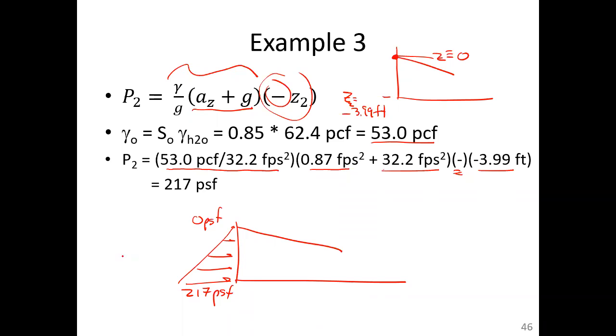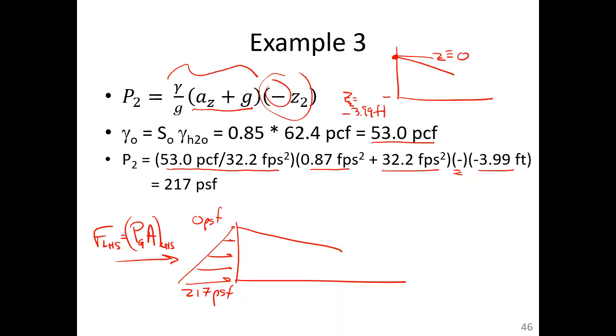We want to convert that into a force on the left-hand side. And that's just going to be the pressure at the center of area times the area of the left-hand side. How would you calculate the pressure at the center of area in a linearly changing pressure distribution? Pressure at the top plus pressure at the bottom divided by 2, right?